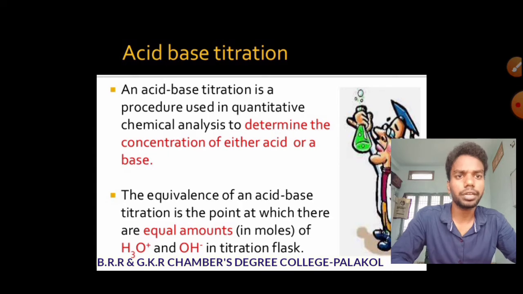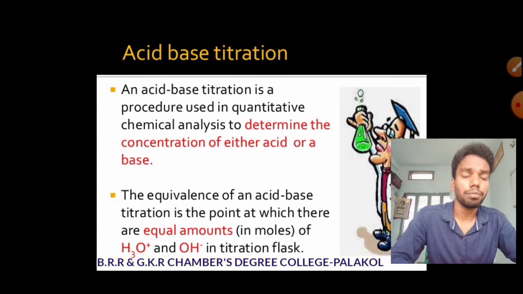Now what equipment is required for this particular titration? That is a burette, a pipette, and a conical flask. In the burette you take one solution, either acid or base, and in the conical flask you pipette out the other solution. For example, in the burette you take acid and in the conical flask you take base. These two react in the conical flask, acid from the burette and base already in the conical flask. They form H3O plus, H plus ions from acid and OH minus from base. They form water, that means they are neutralized, right?